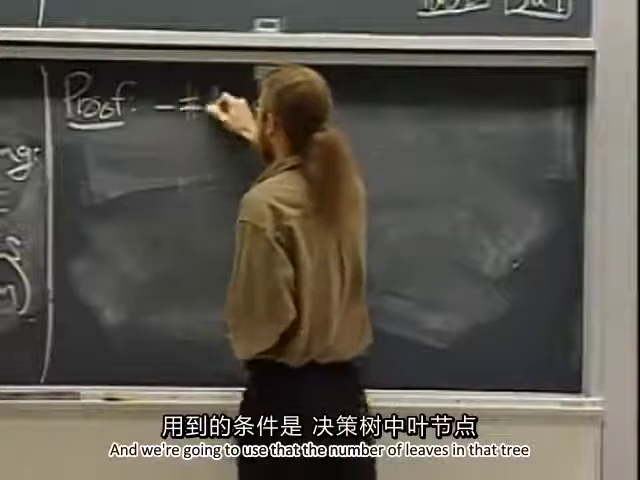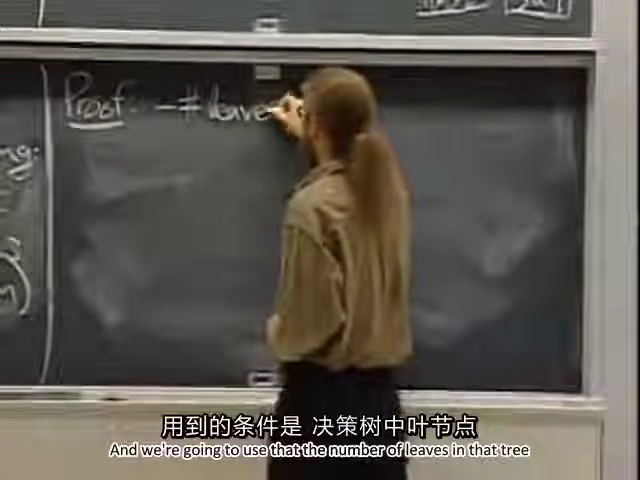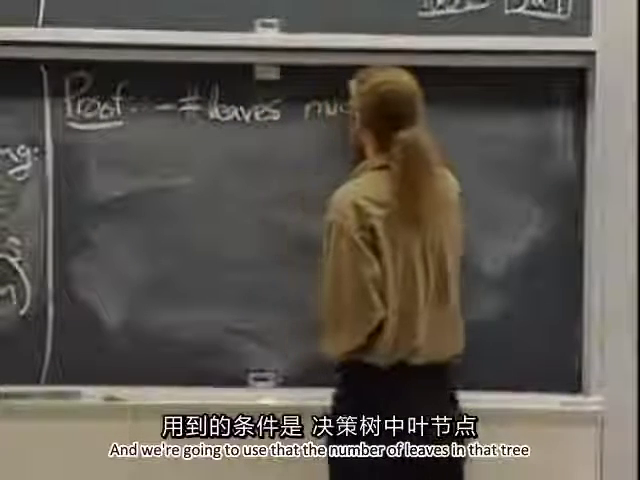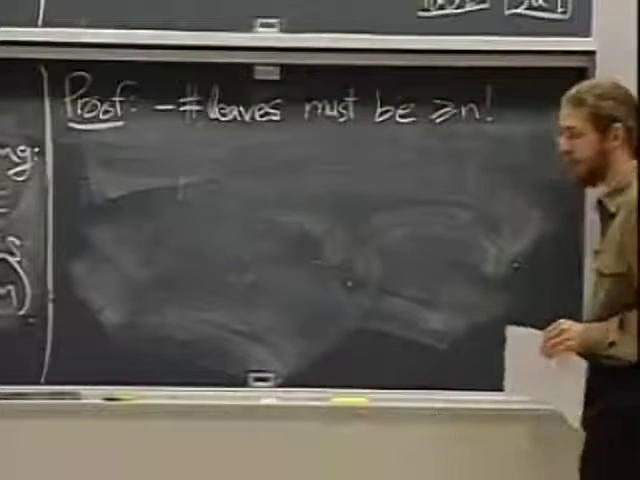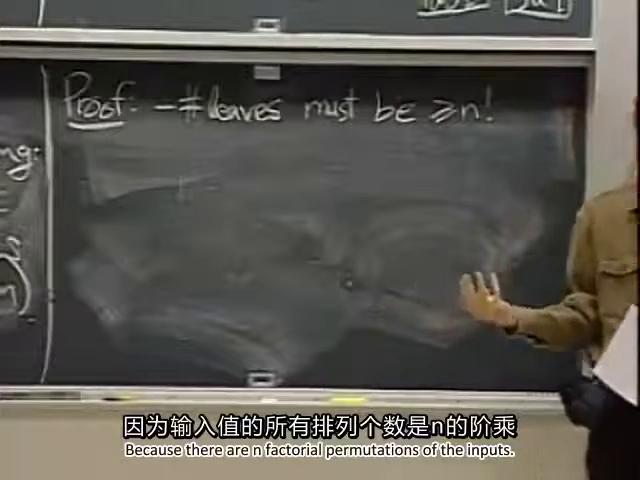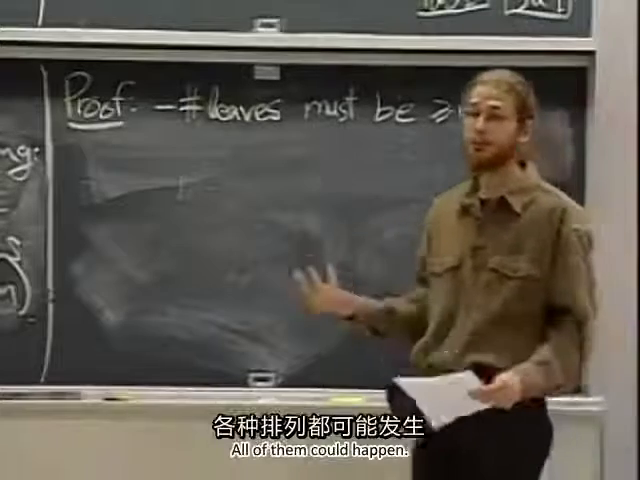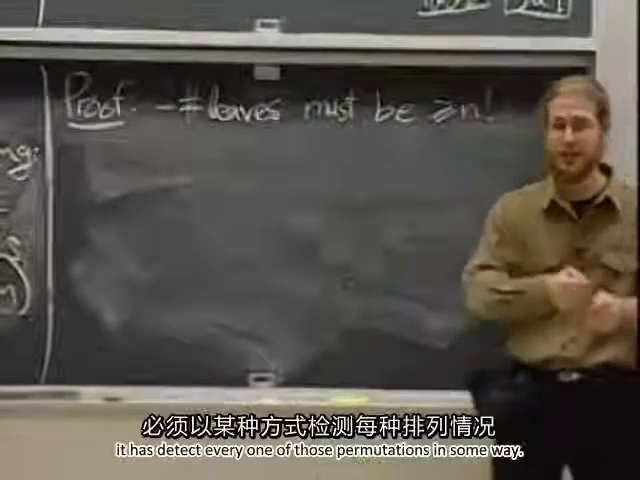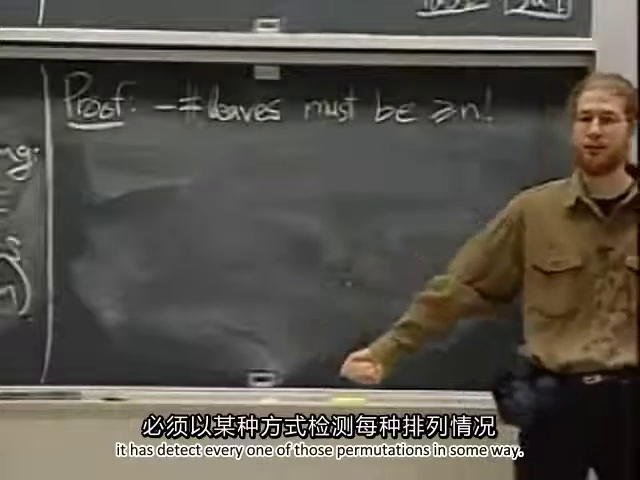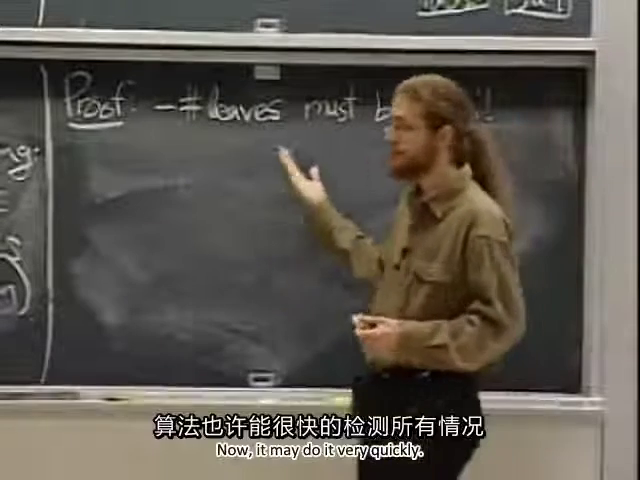And we're going to use that the number of leaves in that tree must be at least n factorial, because there are n factorial permutations of the input. All of them could happen. And so for this algorithm to be correct, it has to detect every one of those permutations in some way. Now, it may do it very quickly.